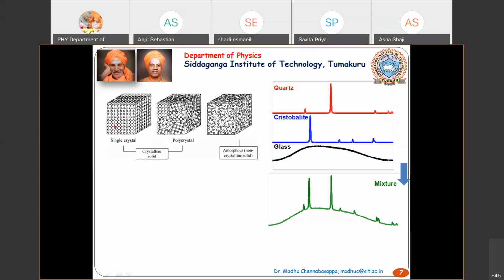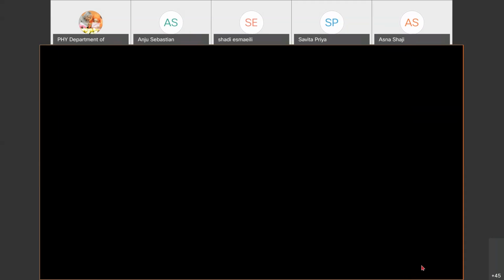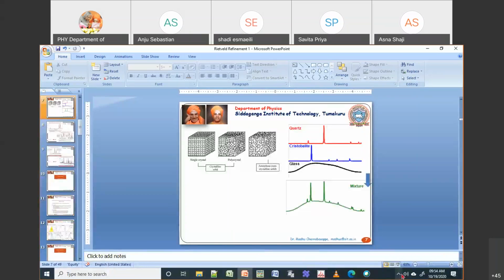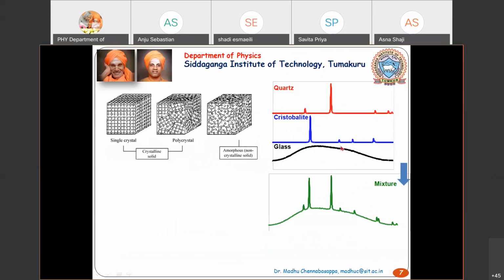Okay, so this is how, if I do a quantification, I can do quantification even for a non-crystalline or amorphous phase. This is mostly used in pharmaceutical companies, where they even want to know the amorphous form. Now if you take this mixture, you can also try to deconvolute the contribution of your amorphous and also crystalline form.